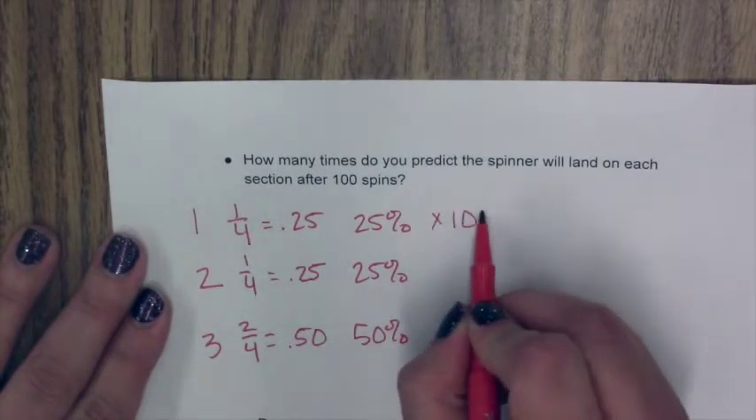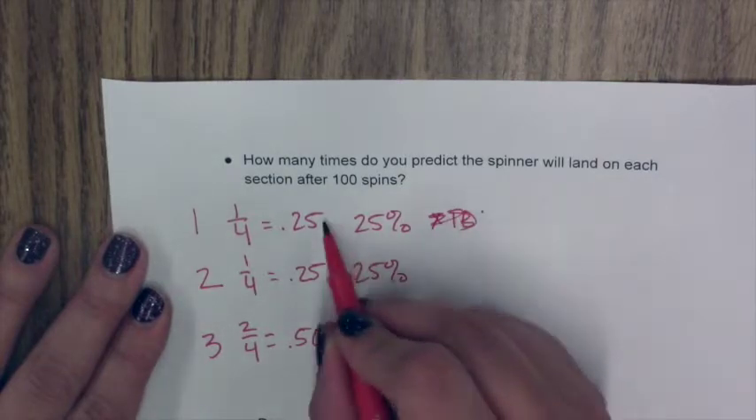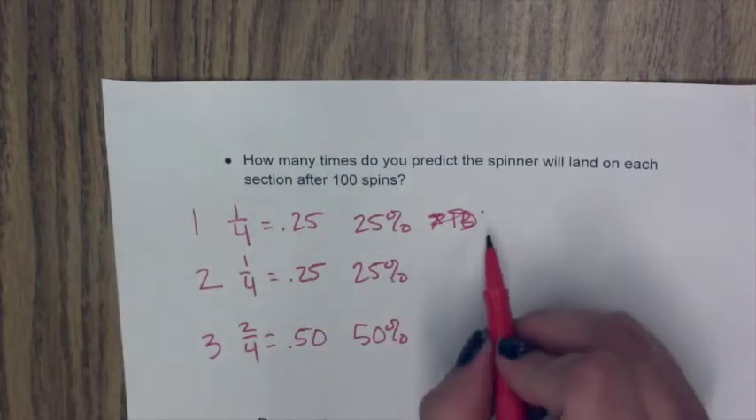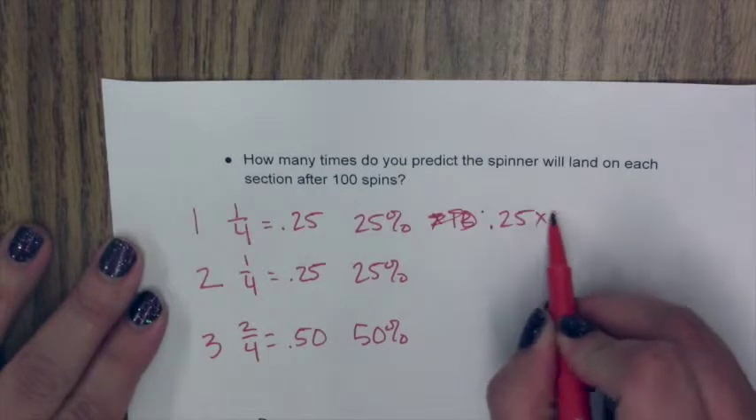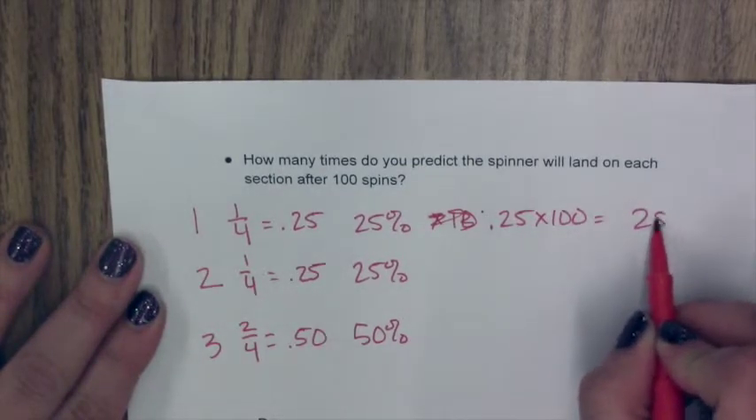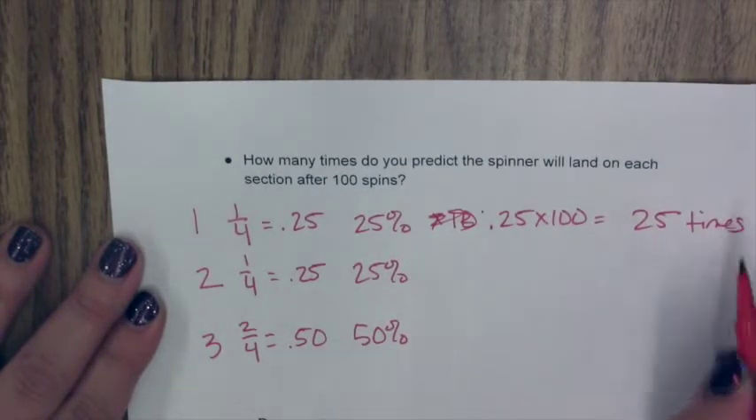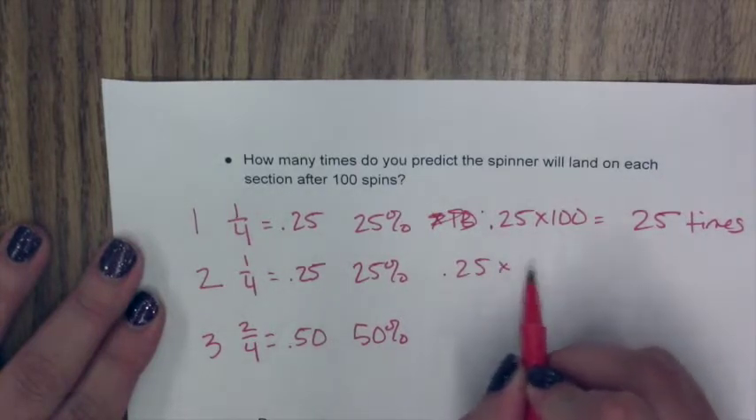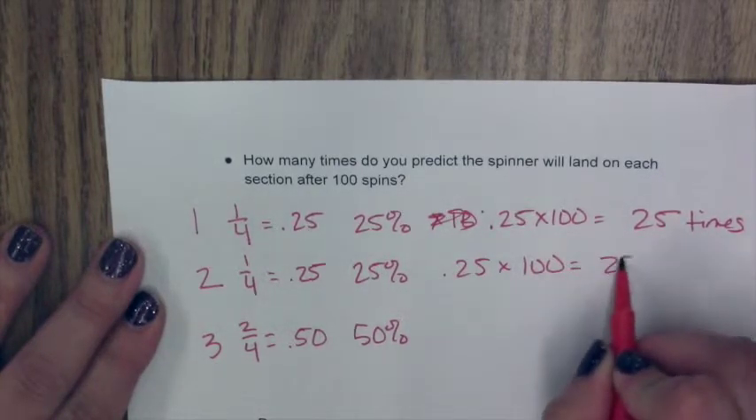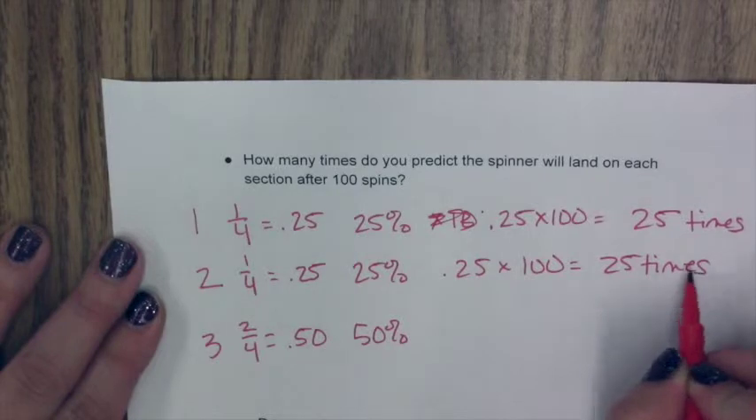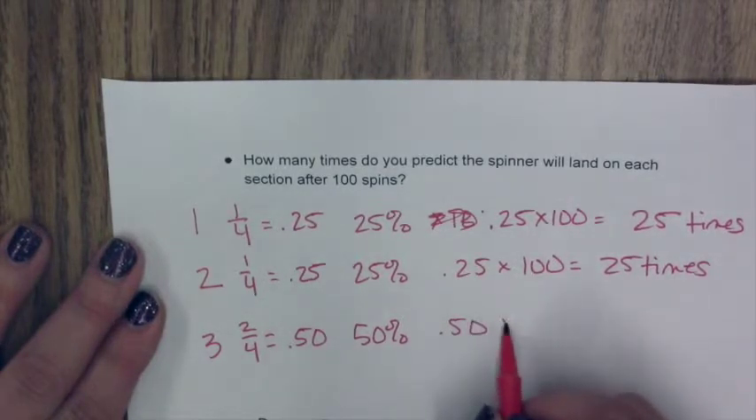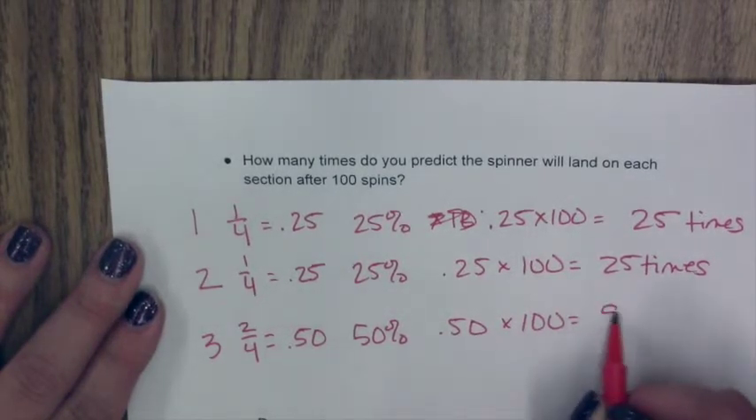times 100. Or we need the decimal version, this is what we're doing. Which would be 25 times. Same thing over here, the decimal version times the 100 spins, or 25 times. And the decimal version of our percent times 100, 50 times.